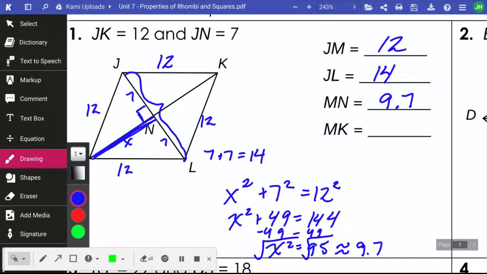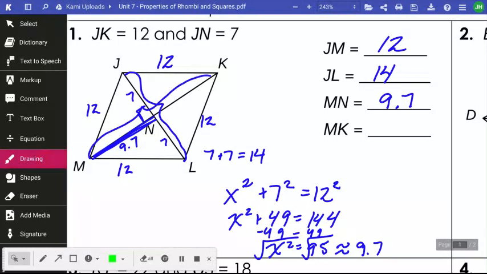Okay, that's what I have there. Right. So this is not x anymore. It is 9.7. Right. Now it asks for MK, which is this entire diagonal. So if that part is 9.7, then this part is 9.7 because diagonals bisect each other. So I will do 9.7 plus 9.7 to get MK. So I will get 19.4.